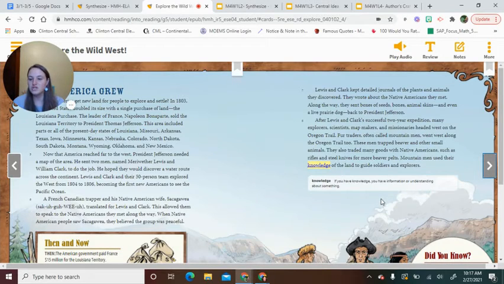see the Pacific Ocean. A French-Canadian trapper and his Native American wife, Sacagawea, translated for Lewis and Clark. This allowed them to speak to the Native Americans they met along the way. When Native American people saw Sacagawea, they believed the group was peaceful.